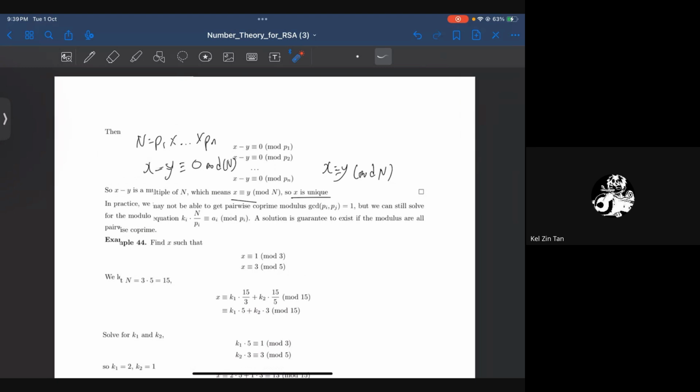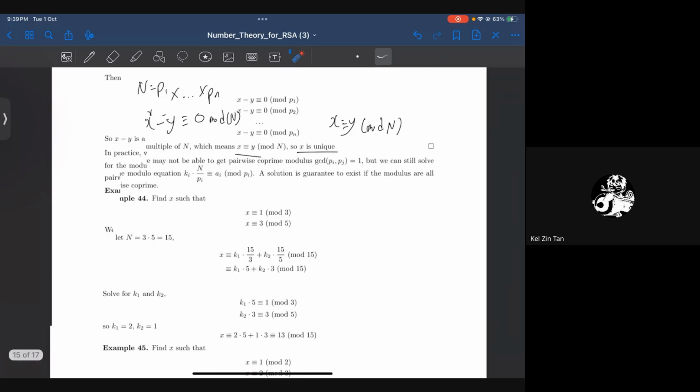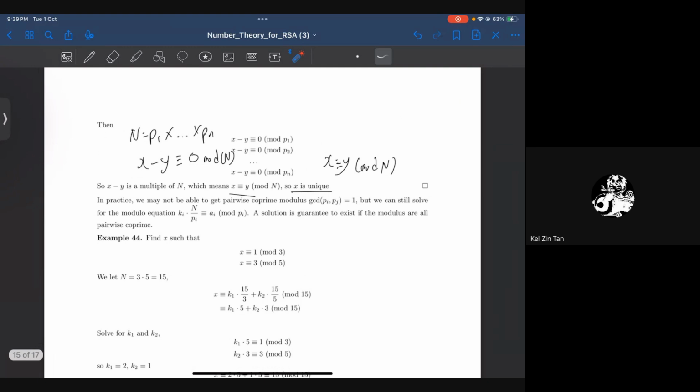Okay, so that's the Chinese remainder theorem. I will show some examples afterwards. But any questions on the proof?